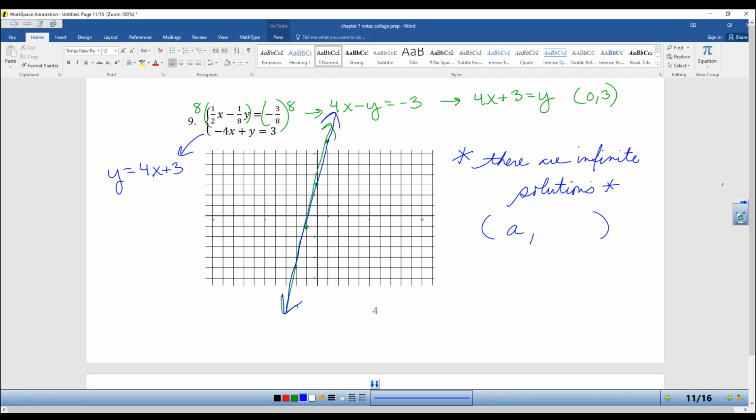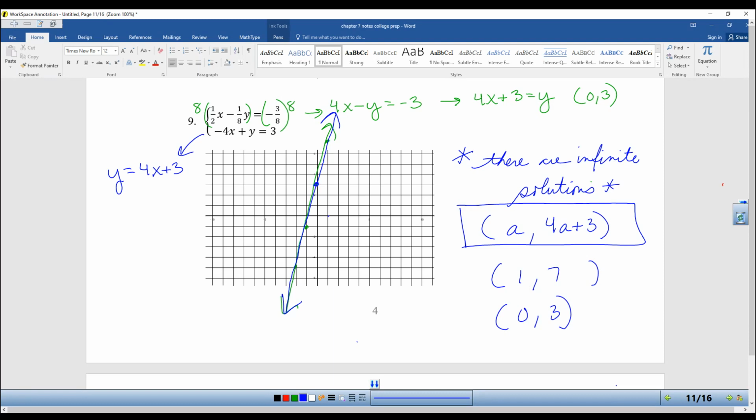How would you find the y coordinate if you knew or you wanted to have 1 be the answer? You'd plug it into this line. So you'd do 4 times x plus 3, 4a plus 3. That's how you can appropriately express the answers. So if a is 1, then 7 is on there. That's one of these infinite solutions. If a is 0, it's 3. That's also one of the infinite solutions. If a is -1, when you put a -1 in here, you get -1. That's one of the infinite solutions.